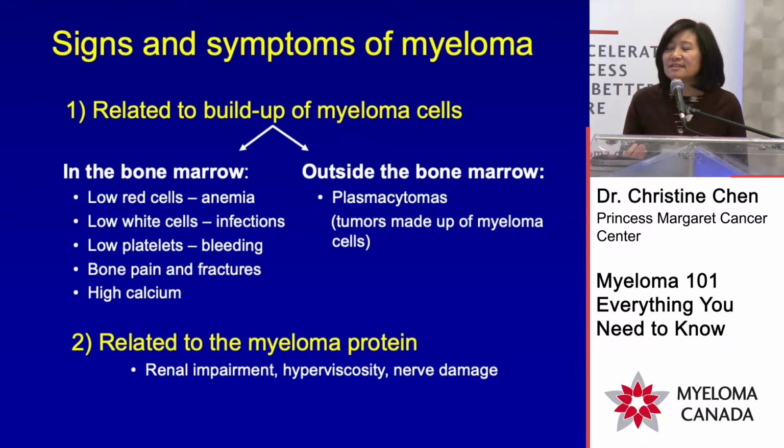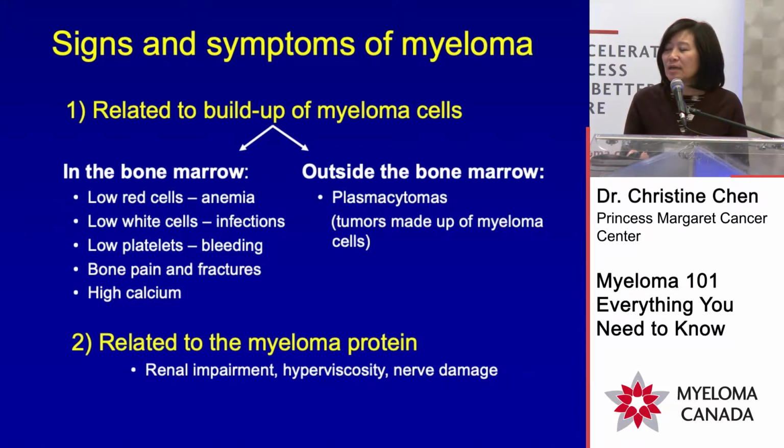So what are the signs and symptoms of myeloma? Well, you can kind of break them down into two big groups. One is related to the buildup of the cancer cells, and then the other is related to the actual myeloma protein that they make. And the protein I referred to before as the antibody or immunoglobulin, and I'll discuss that a little more when I get into testing.